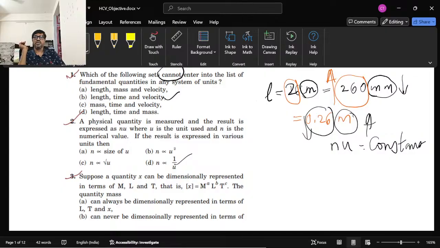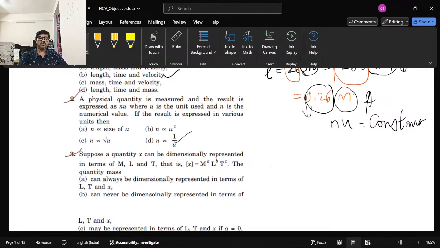I think it's a very simple question. You might have seen it in many places. So whenever there is a unit conversion, the physical quantity is not changing. n will change, u will change, but n into u is the same constant. So the second question is also over.